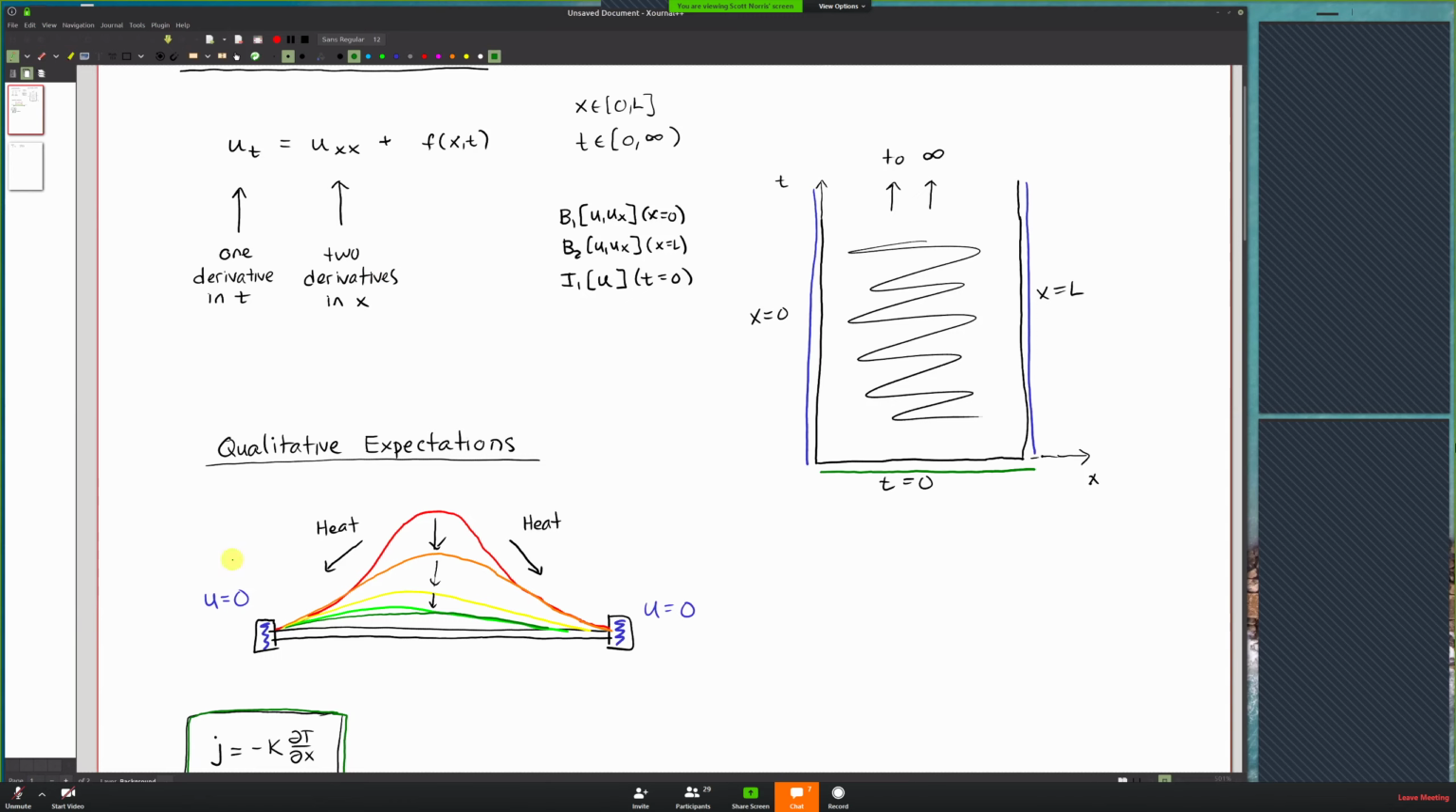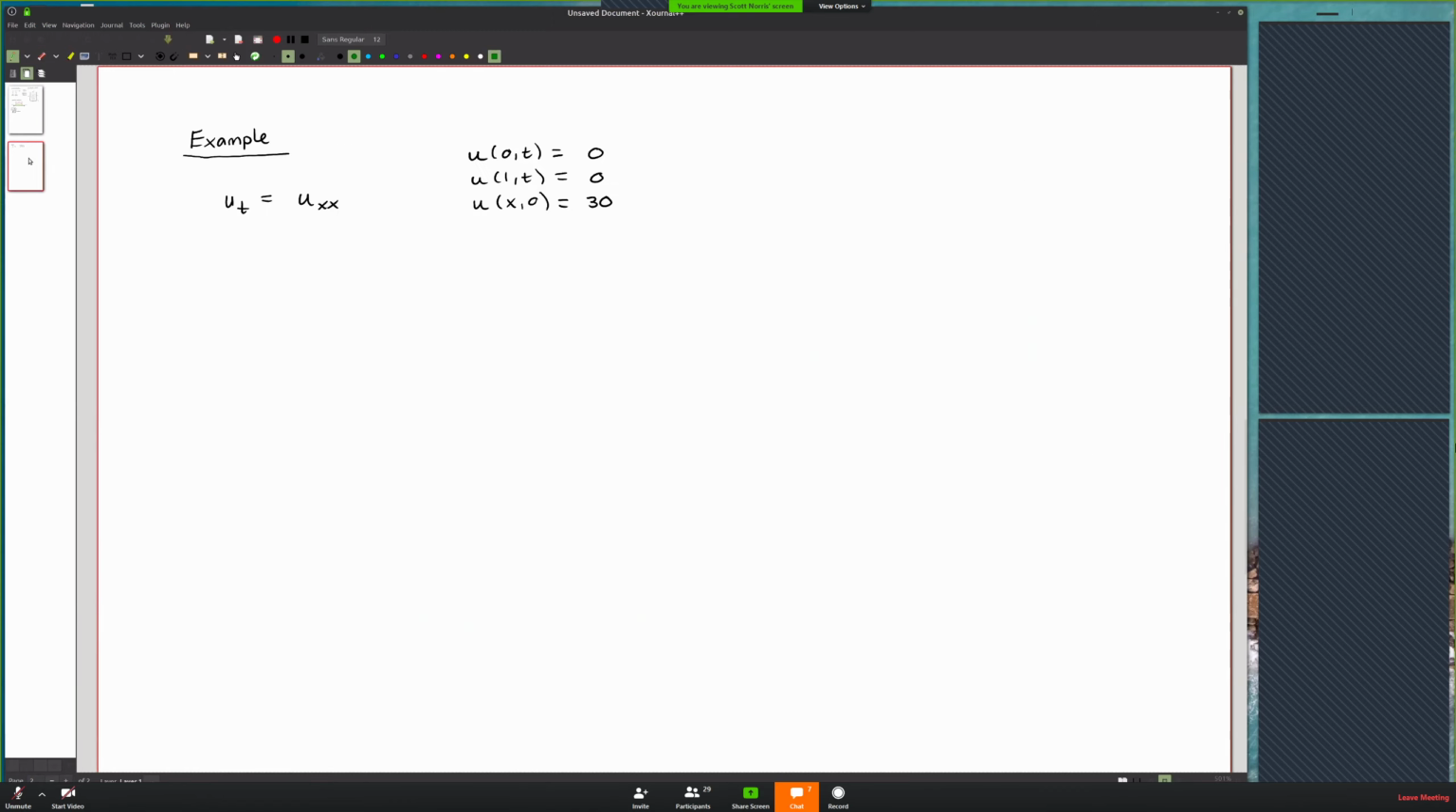Good. So now that we have set these expectations, let's do an example problem. So here we have our first partial differential equation. UT equals UXX. I've got an initial condition right here. That the initial condition is that the temperature is 30 degrees. That's like room temperature. Okay.